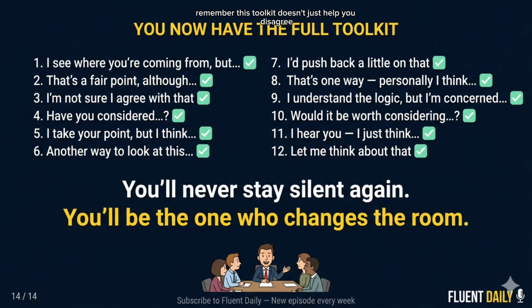Remember, this toolkit doesn't just help you disagree. It ensures that when you do speak up, you are heard, respected, and taken seriously. So the next time you are in that meeting and a colleague pitches a terrible idea, you will not freeze, you will not stay silent, you know exactly what to say.